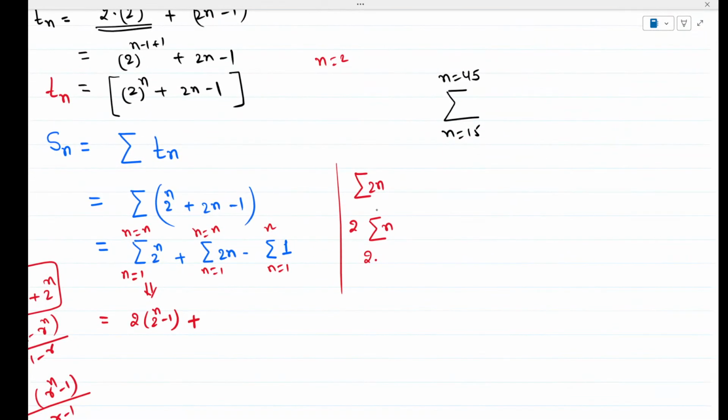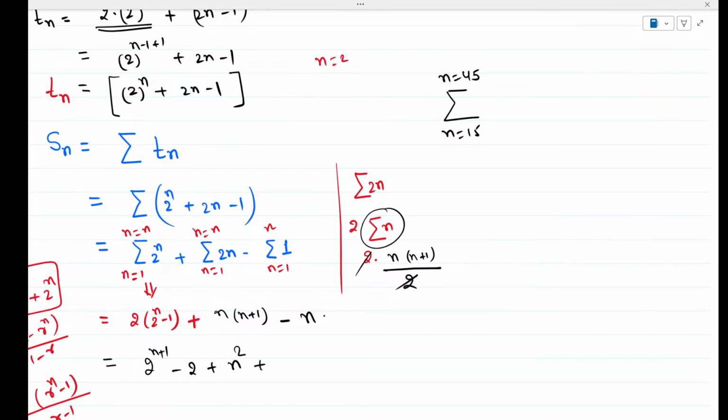Okay, so sigma 2n will be this. And for sigma n, we have the formula for the sum of the first n natural numbers: n into n plus 1 divided by 2, right? So the 2 and 2 will cancel out. It will be n into n plus 1 minus n. When we simplify it further, we get 2 raised to power n plus 1 minus 2 plus n square plus n minus n. This n cancels out.